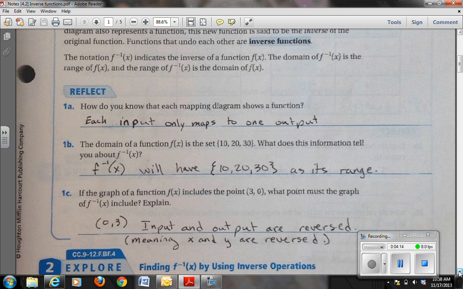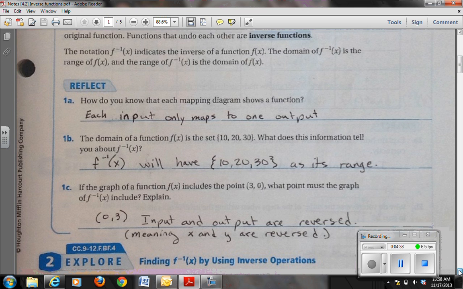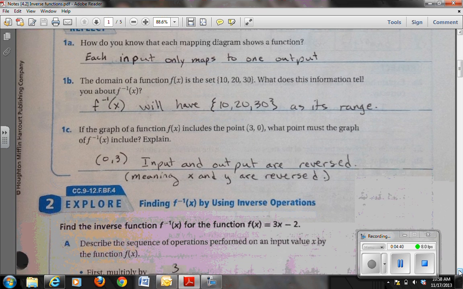If the graph of a function f of x includes the point (3, 0), what point must the graph of f inverse of x include? Since the input and output are switching, it would become (0, 3). In general, x and y are getting reversed. Whatever was x before is now y, and whatever was y is now x.